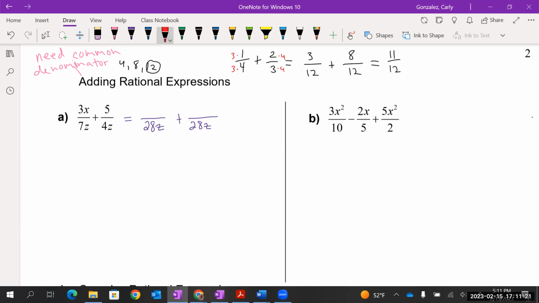Now we need to find how to convert this 3x over 7z into a fraction with a denominator of 28z. So we're asking 7 times what gives us 28? So 7z times what gives us that 28z? And it's 4. So we're going to multiply top and bottom by 4, the numerator by 4 and the denominator by 4.